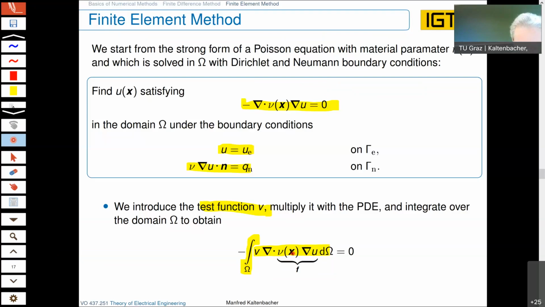And this material parameter times the gradient of the unknown is any vector f. Why did I put here this vector f? It's easier. You will see what we will apply here. We will apply the divergence theorem. We know that the volume integral of the divergence of a vector can be rewritten as a closed surface integral.